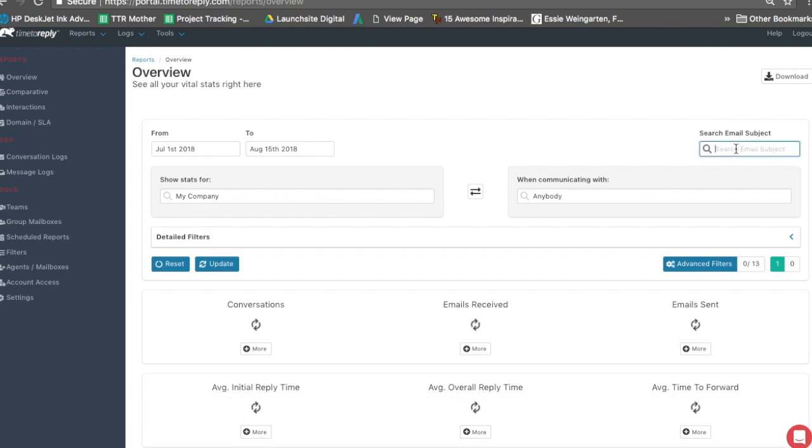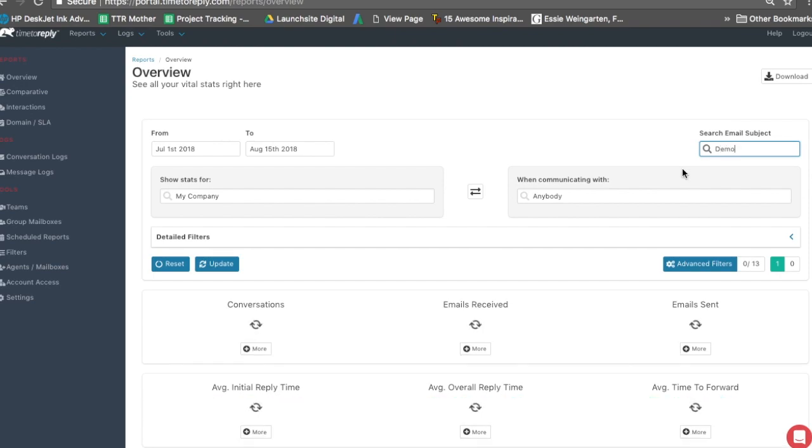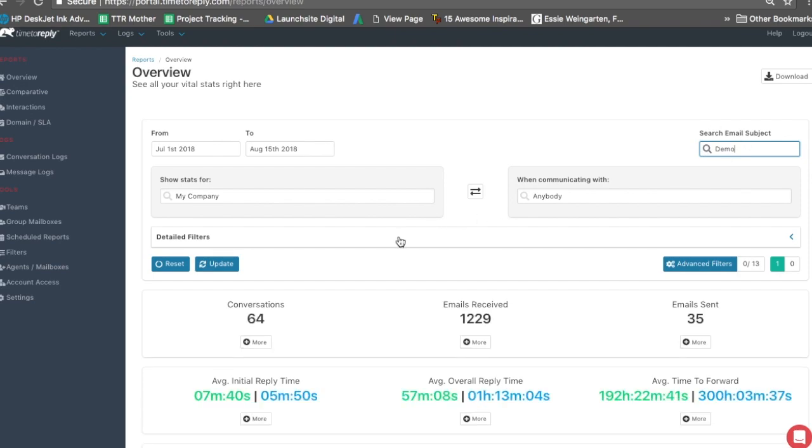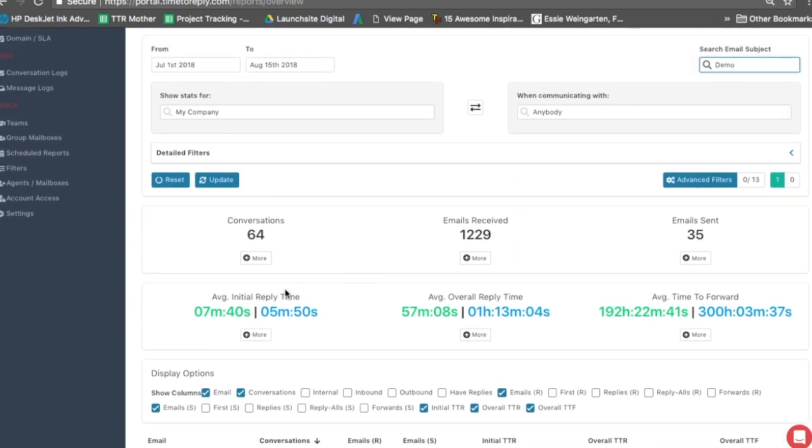But this time we're going to use a subject line search. That's in the top right hand side. So let's say, how is my company doing when demo is mentioned in the subject line? You can see there, very, very fast when it comes to an average initial reply time to anything demo related. The average overall time is also pretty good. Average time to forward is very long, but that's because I went back to some historical emails and forwarded them on to a sales rep to chase up. So that's why that is out. It makes sense in my particular instance.